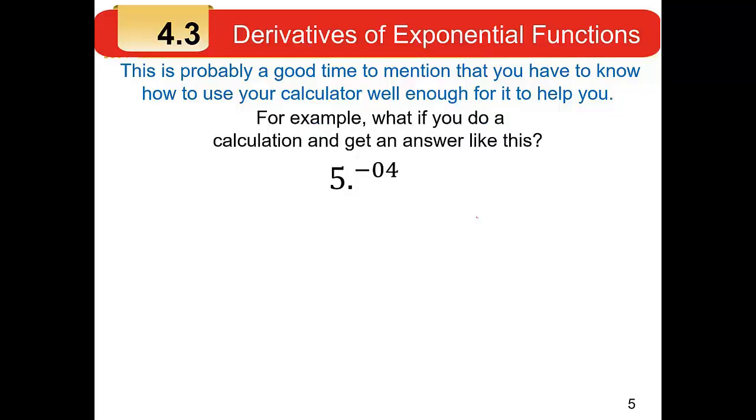For example, if you press the right combination of buttons on your calculator, you might get something that looks like this: a number with an exponent, that might in this case be something like 5 to the minus 04. If you see something like that pop up on your calculator, what does it mean? Basically, it's the calculator's version of scientific notation.